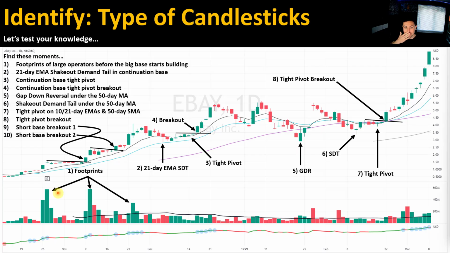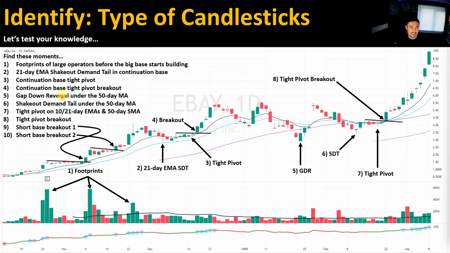How do you find it? Well, you're looking at the volume, the interrelatedness with the price. You're then thinking about the context of the stock. Where's it basing? What are you seeing? Are you seeing gap down reverse bars, shakeout demand tails? Where are you seeing it? How is the stock tightening up? Are you seeing bullish synchronicity come through? Are you seeing heavy distribution, bearish synchronicity come through? You're going to see it at some point. You need to be aware of it.